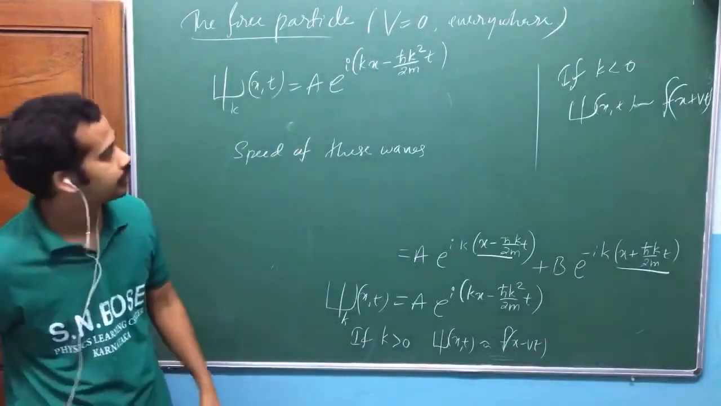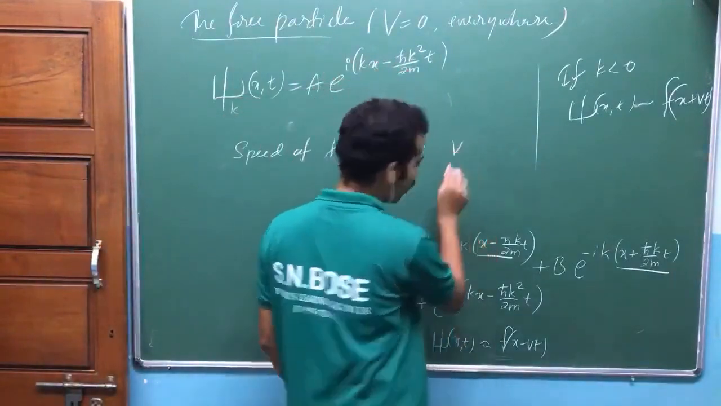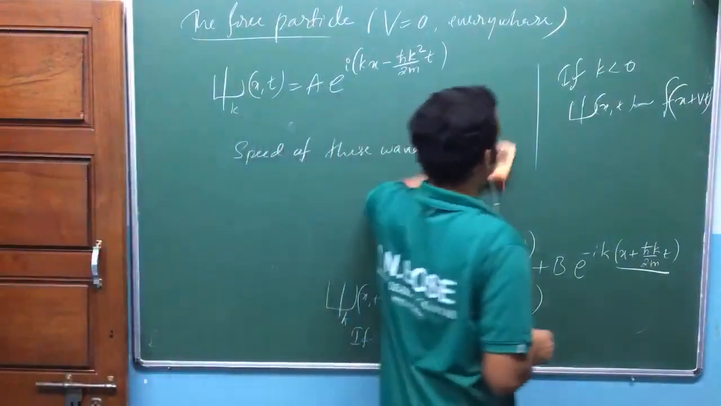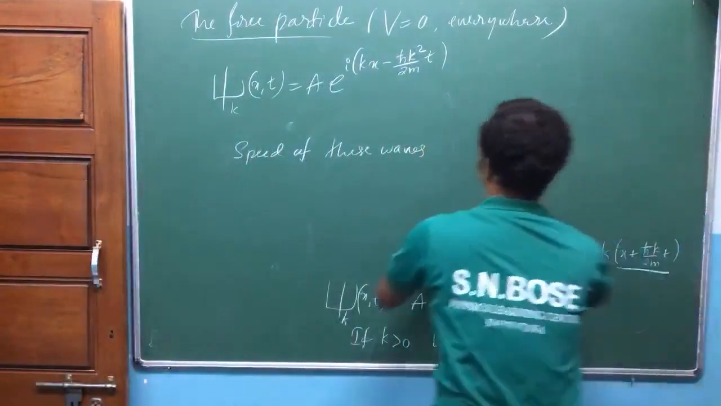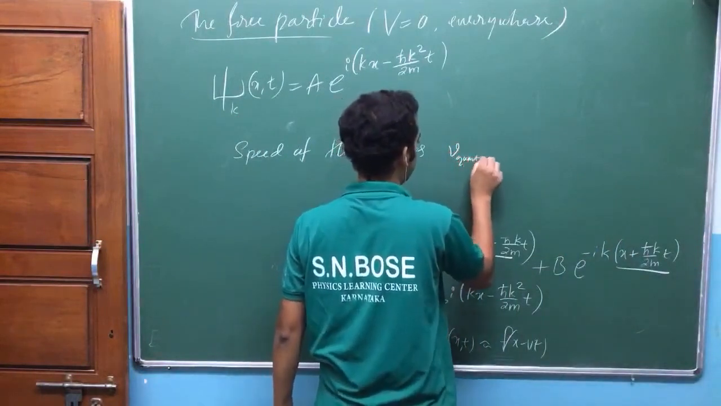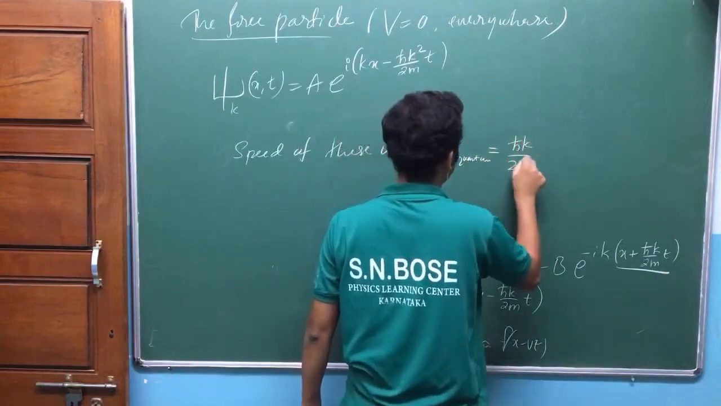The speed of these waves, you can take k outside, you can grab that term. He calls that v quantum. Okay, v quantum equals h bar k by 2m.